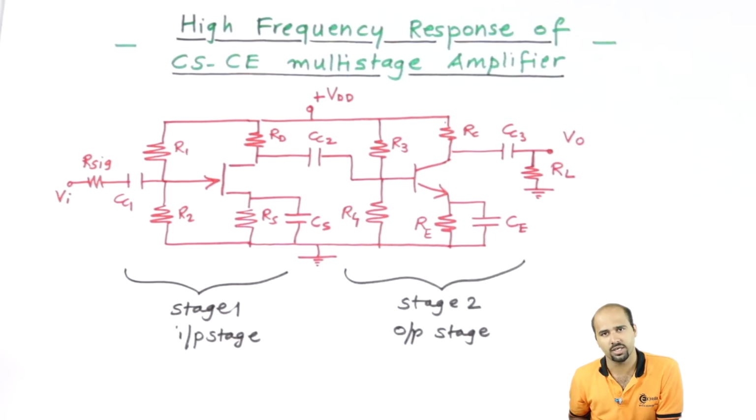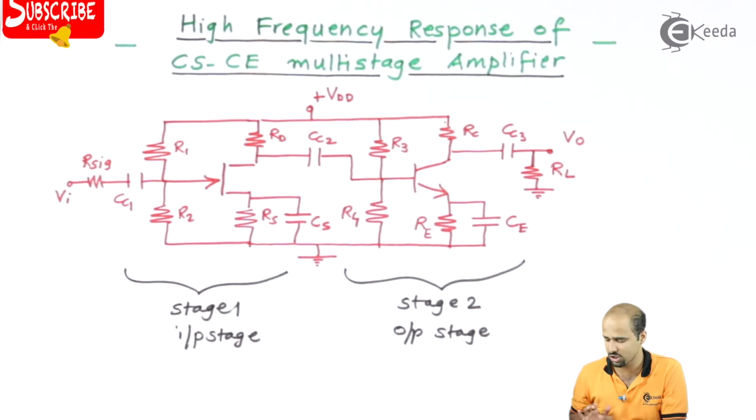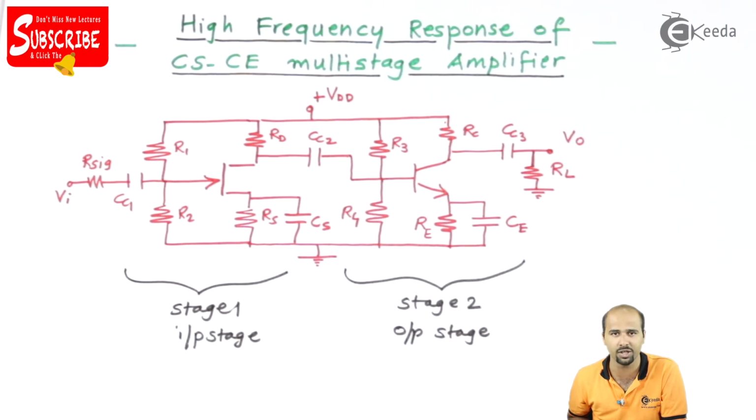Now, this particular circuit is in front of you. The first stage comprises the JFET, along with RD and RS, the resistances connected to the drain and source terminals, and the gate terminal resistances R1 and R2 connected with the coupling capacitor CC1 and source resistance, that is R signal, connected on the input side. So this is all about the input side.